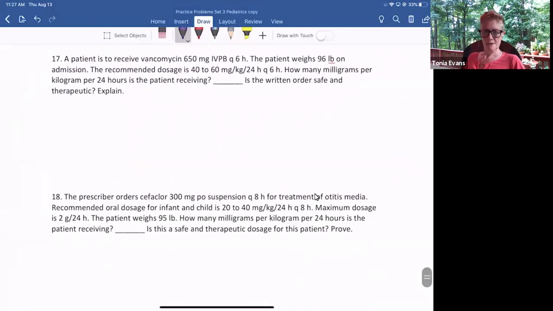17. Vancomycin 650 Q6 hours. There's our range. How many milligrams per kilogram per 24 hours is the patient receiving? Well, patient is getting 650 milligrams per dose.